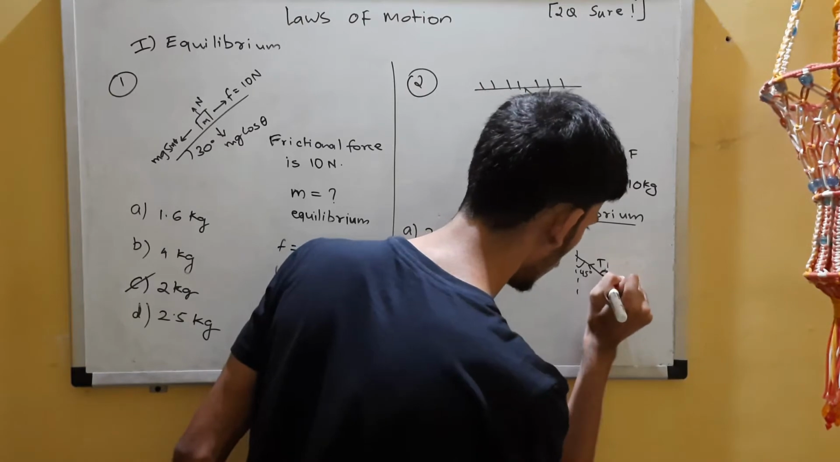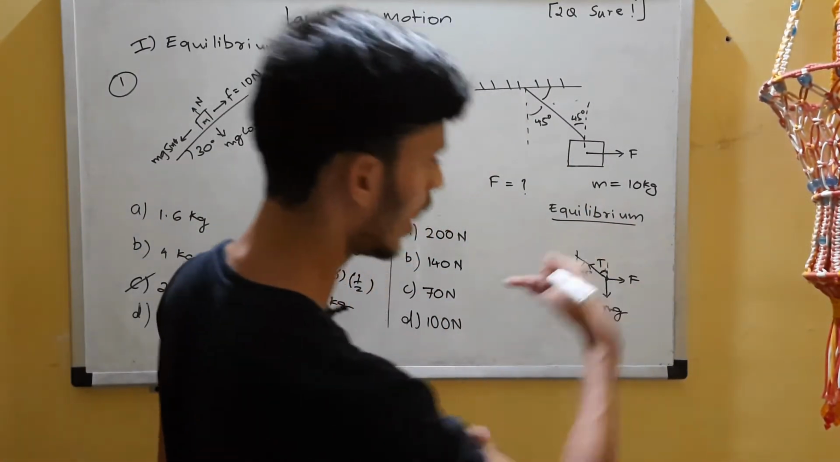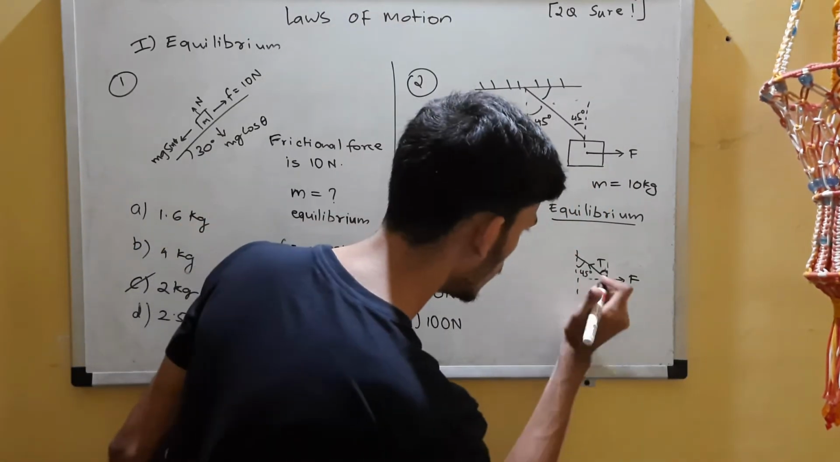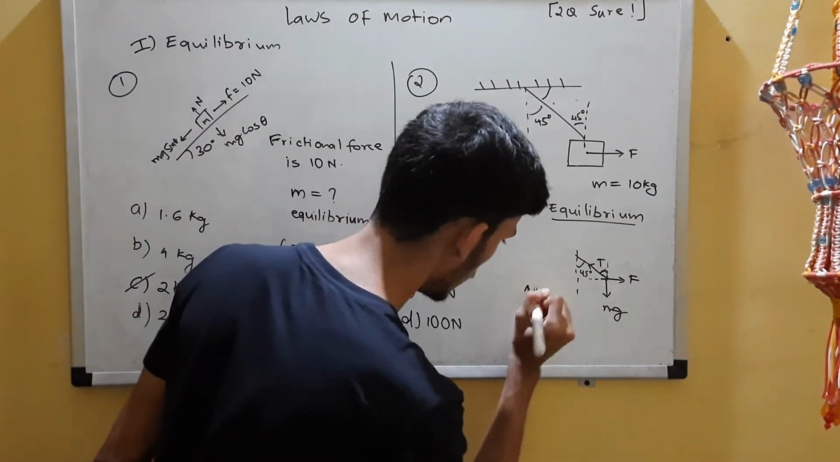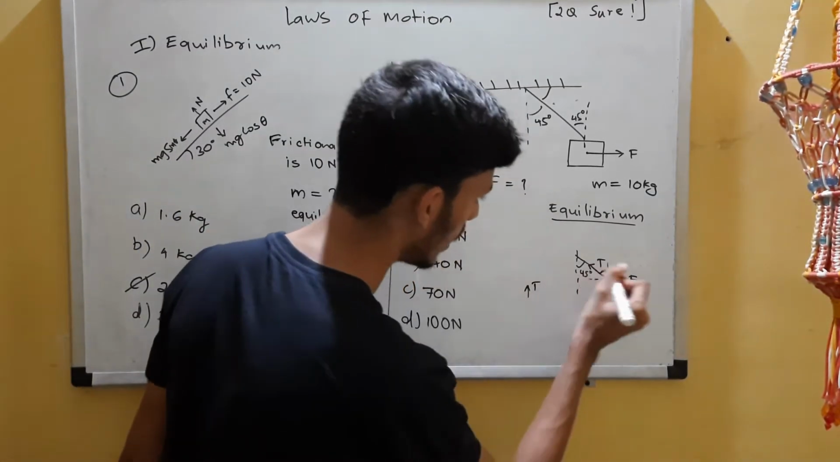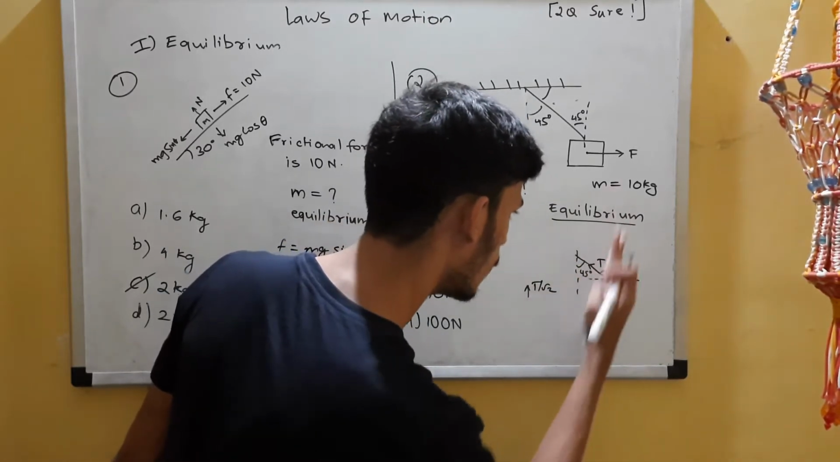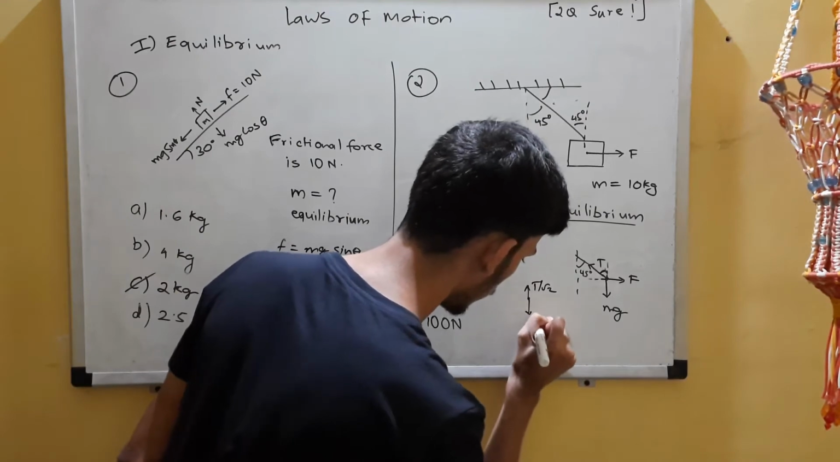Now we can resolve this tension along the vertical and the horizontal, we can break it into two components, right? So if you see, adjacent to theta is cos theta. Adjacent to theta, T cos theta, so T into cos 45, which is 1 by root 2. This component in the vertical direction is balancing the mg, right?